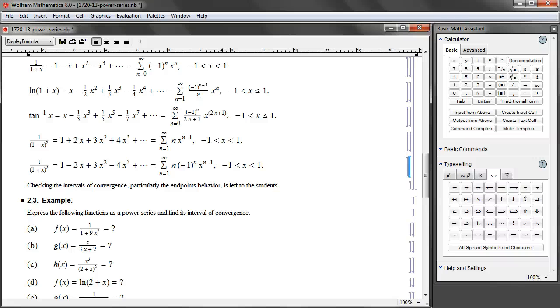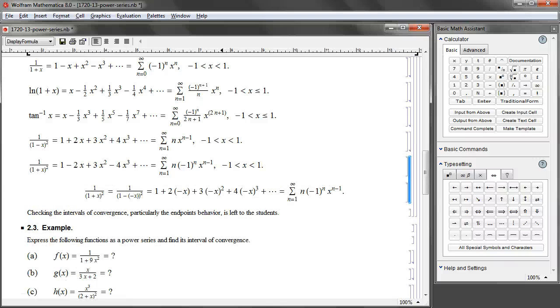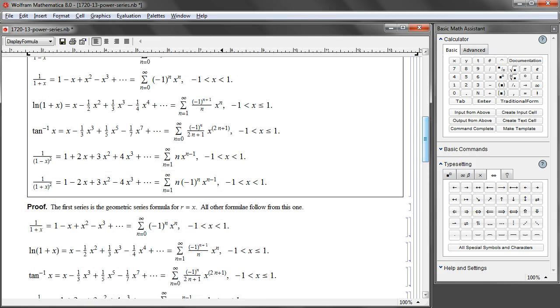The next one is pretty much the same. As a matter of fact, all you have to do is substitute x with negative x from the previous formula. Basically that's what it is, because this is 1 minus negative x, total quantity squared. So we end up with the sigma expression.